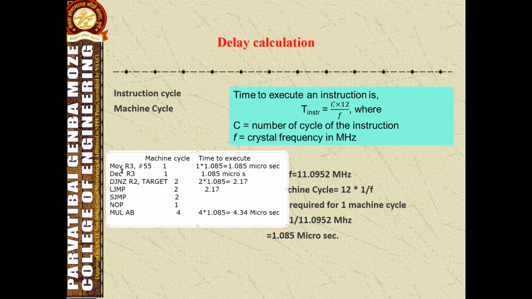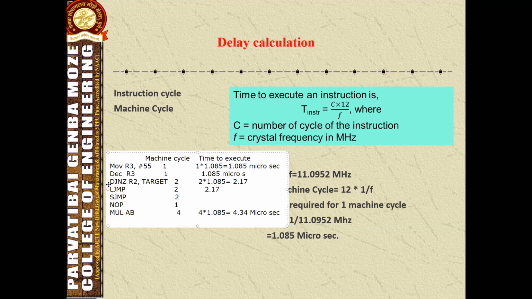So first see here, such type of instruction is there, for example, MOV R3, #5. This is immediate data we are transferring into R3. Such an instruction will take one machine cycle for execution. So this is nothing but 1 into the particular time delay, the same 1.085 microsecond is required for the execution of this instruction. If, for example, they have given decrement R3, this is also a 1 byte instruction, and it will take the same 1.085 microsecond for execution.